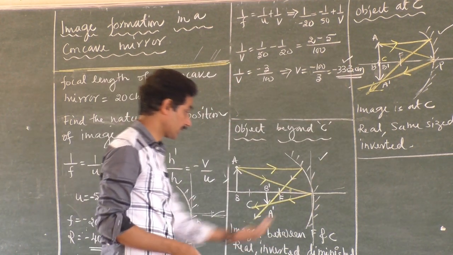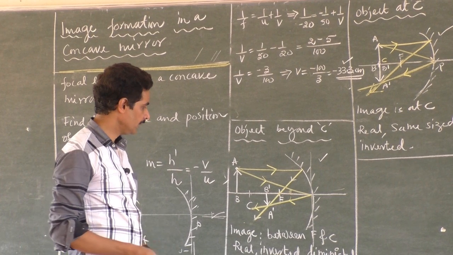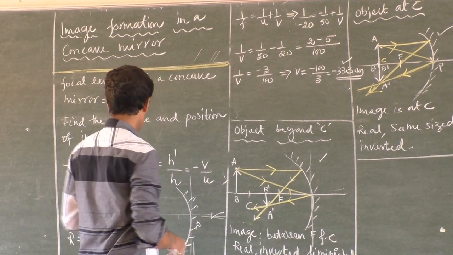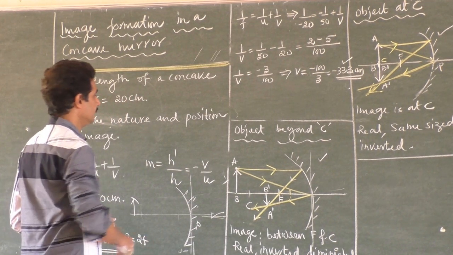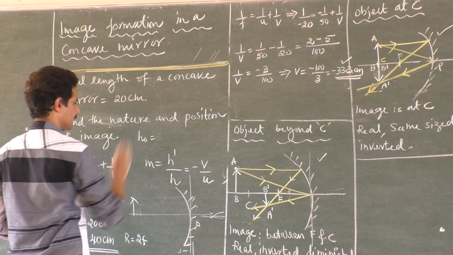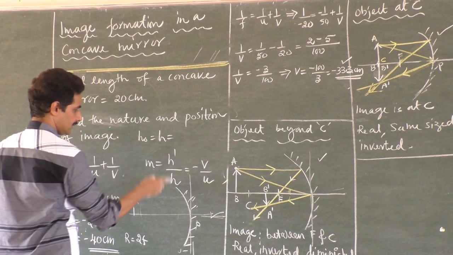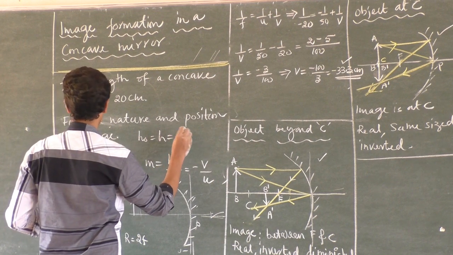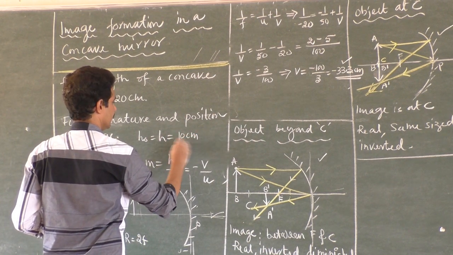And minus is also okay because it is on this side. Image is diminished. Is it so? Yes. Suppose I take the height of the object as h. H is the height of the object. Let me take it as, say, 10 centimeters.